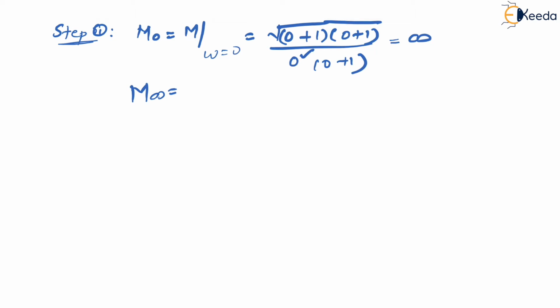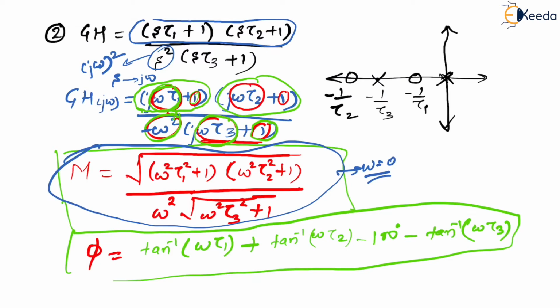What about m infinity? M infinity is the magnitude at omega equal to infinity. What is that again? M is what? If you put that in, what do you get? Now see, what you have here is very interesting again, because in the numerator you have this omega term, and in the denominator also you have this omega term, which means you will again have an infinity by infinity condition, right? So if you just take this omega squared out, right?